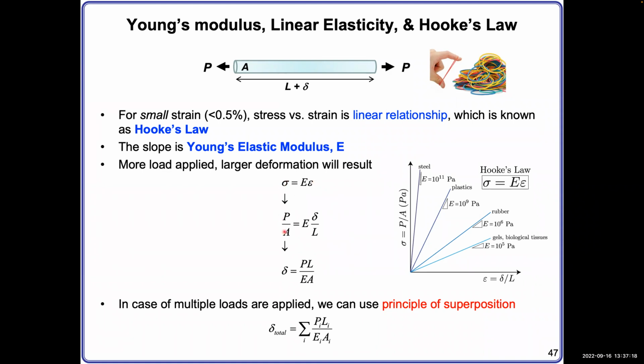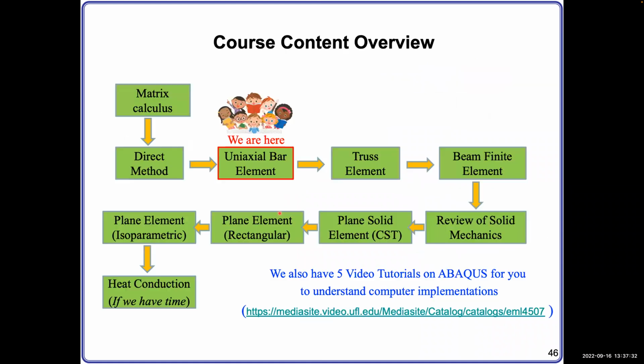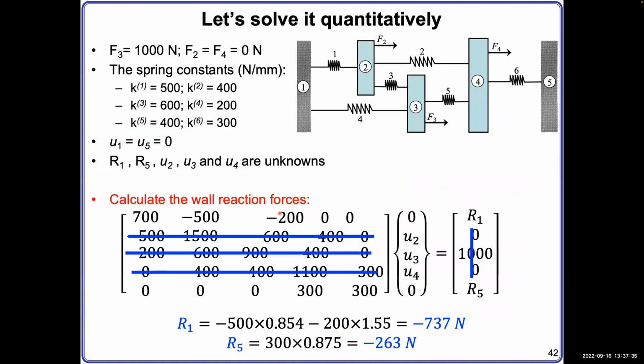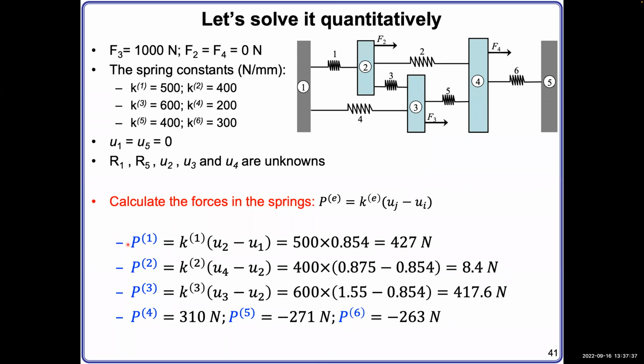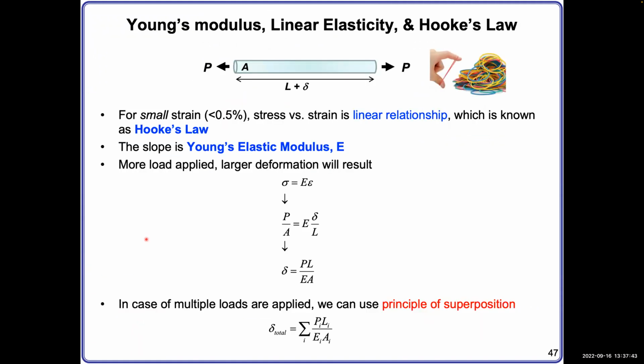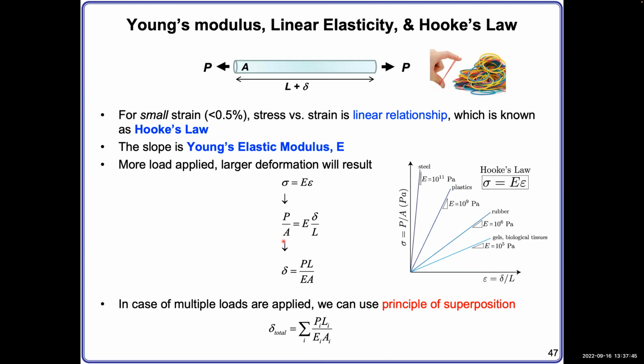Stress is defined as the force divided by the cross-section area of the bar, P over A. This P means force, like the P we mentioned here, this force. It's not pressure. The unit of P is Newton, and A is the cross-section area. Strain is delta divided by L, where delta is the net deformation and L is the original length.